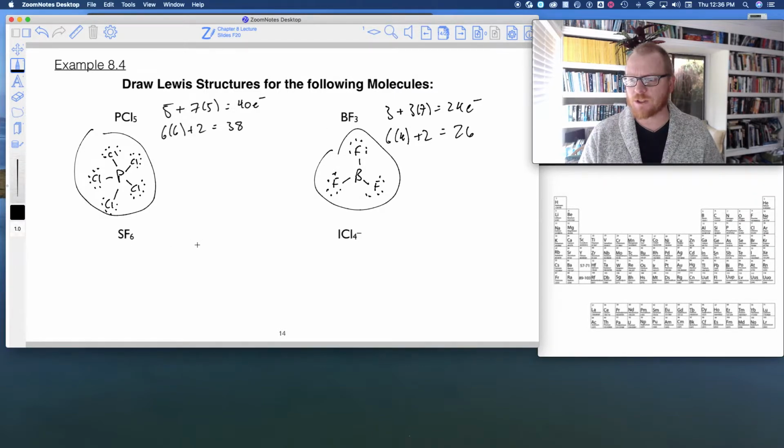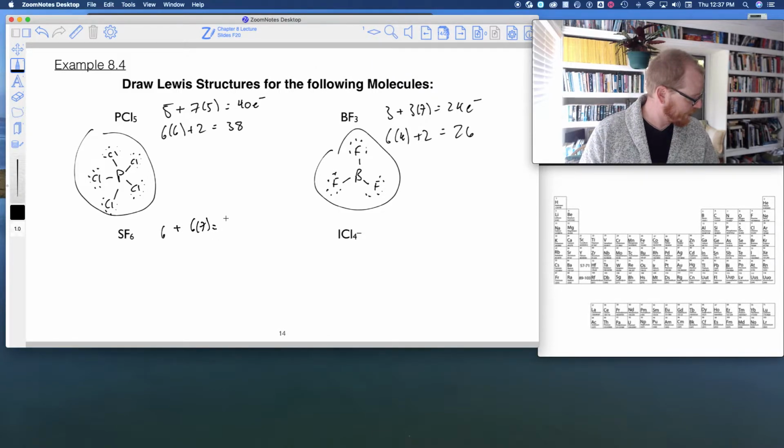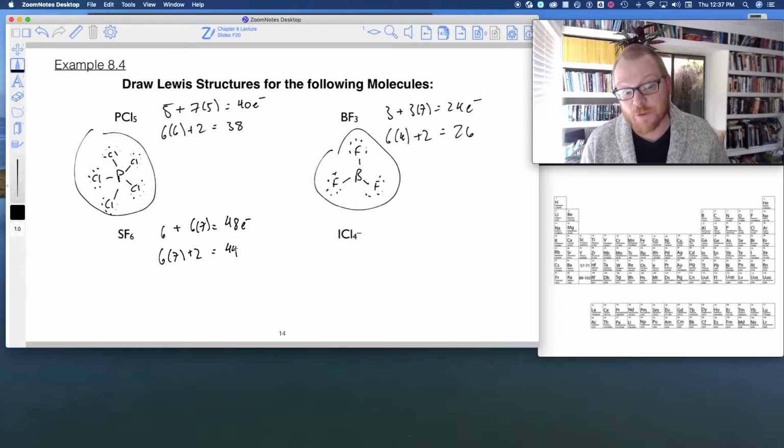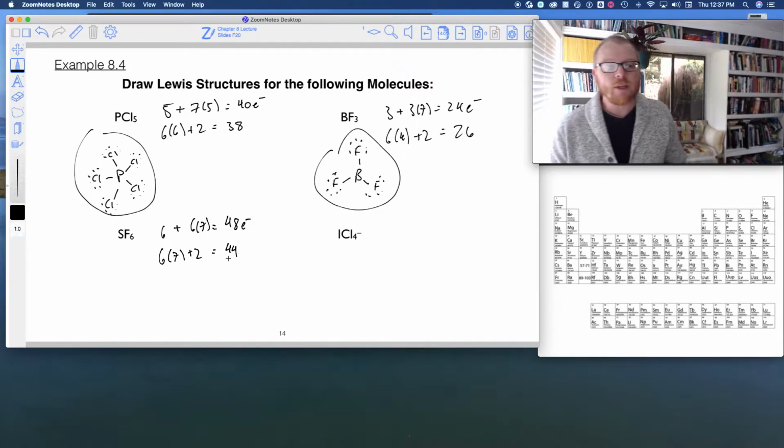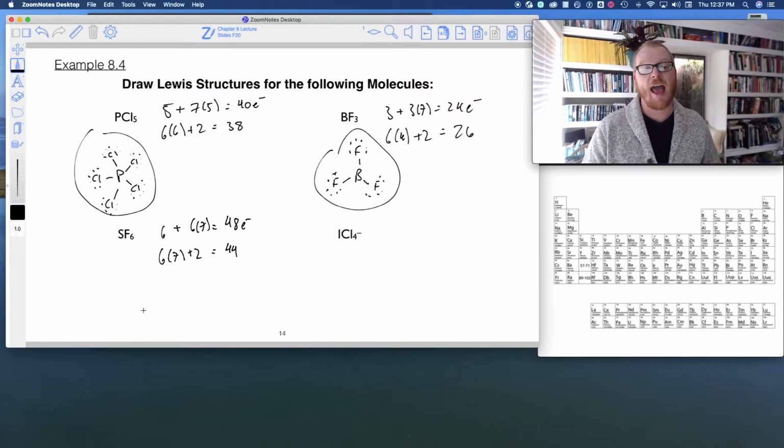So sulfur is 1, 2, 3, 4, 5, 6, plus each fluorine. And there's 6 of those, and each fluorine has 7. So that gives me 48 electrons I have to use around. And now with my Clark's rule, 6 times 7 plus 2, that gives me 44. So the fact that that's different by 4 tells me that sulfur has 4 more electrons than the octet rule, so 12 in total. So let's see how that works out.